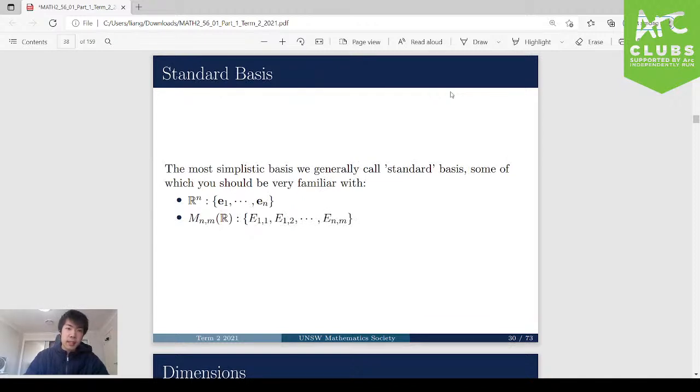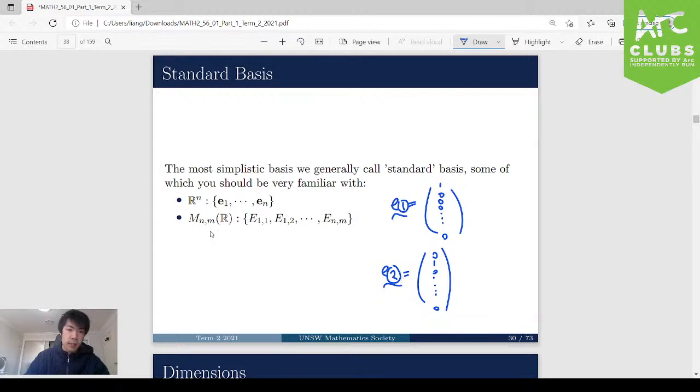The easiest bases that we can think of are the standard bases. So for example, R^n, a vector of n dimensions. You have E1 all the way to En, where for example, E1 is just 1, 0, 0, 0, and so on. And say E2 is 0, 1, 0, and so on, 0. It's just having a 1 in whatever position it is notated at. Okay.